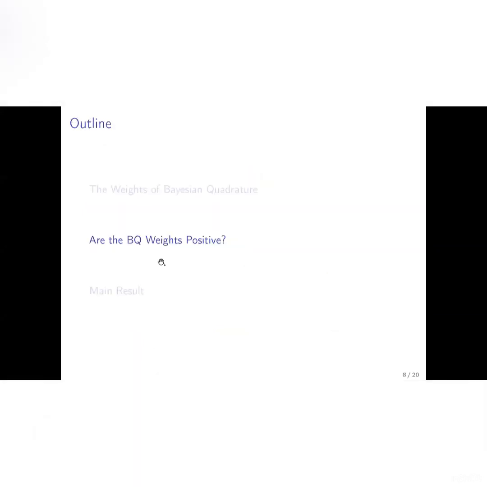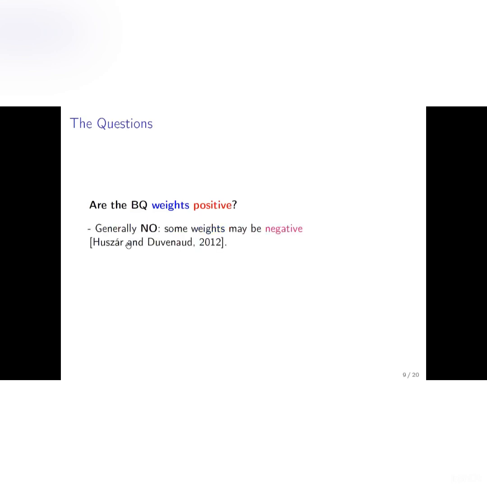So the question in this talk is whether the weights of the Bayesian quadrature are positive or not. Actually, in Kenshiro's talk, we saw that this is generally no. Depending on the construction of the design points, some weights may be negative.